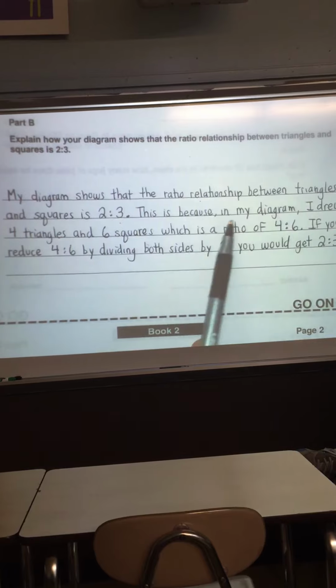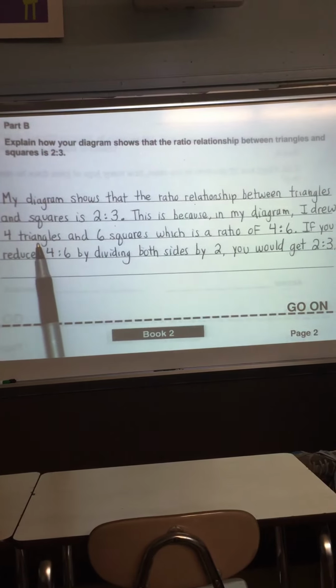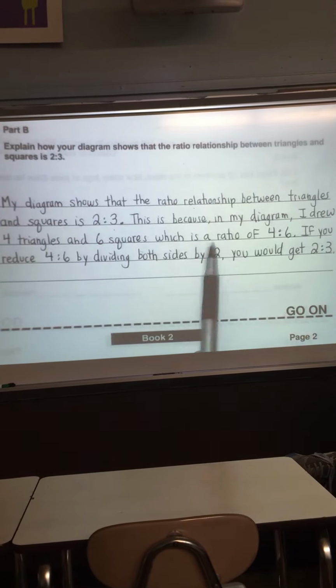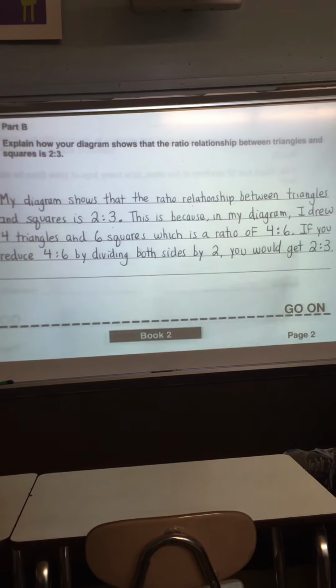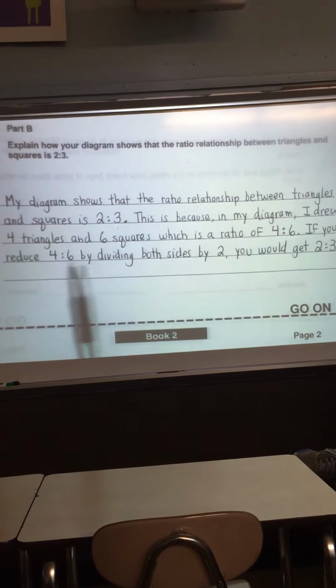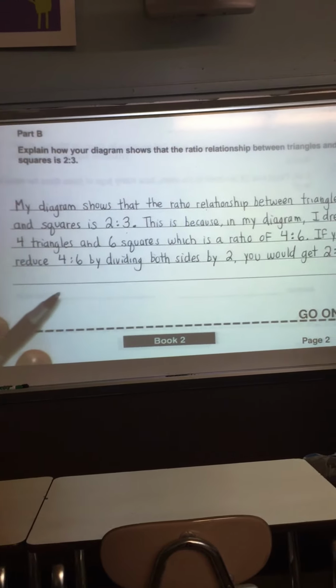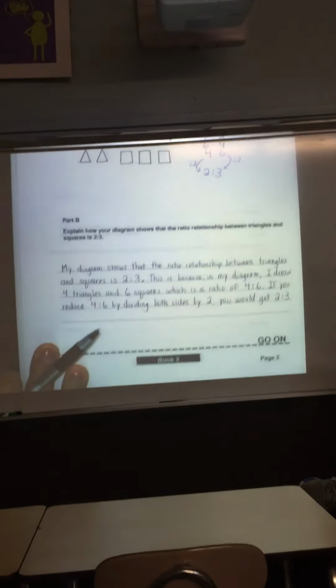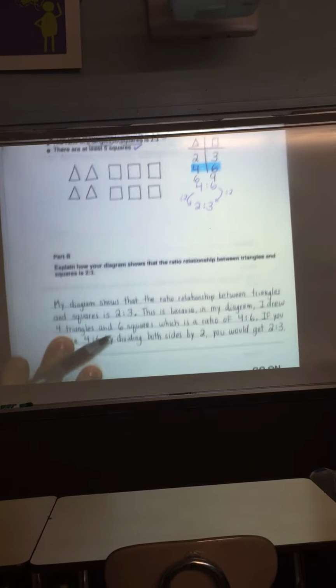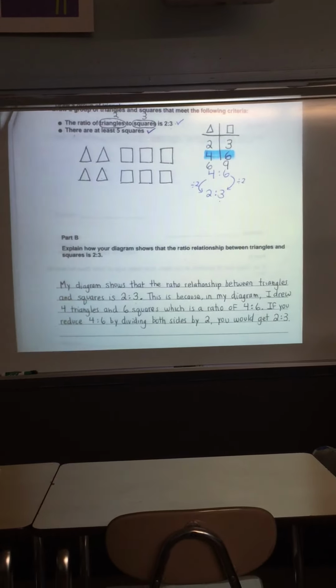It says my diagram shows that the ratio relationship between triangles and squares is 2 to 3. This is because in my diagram, I drew 4 triangles and 6 squares, which is a ratio of 4 to 6. If you reduce 4 to 6 by dividing both sides by 2, you would get 2 to 3. So this is an example of a full credit response and a full credit picture for this problem.